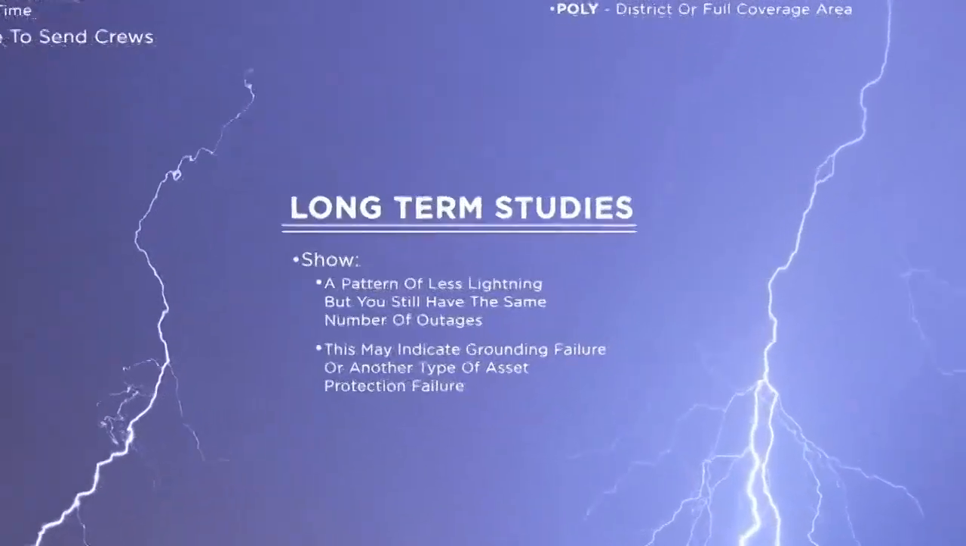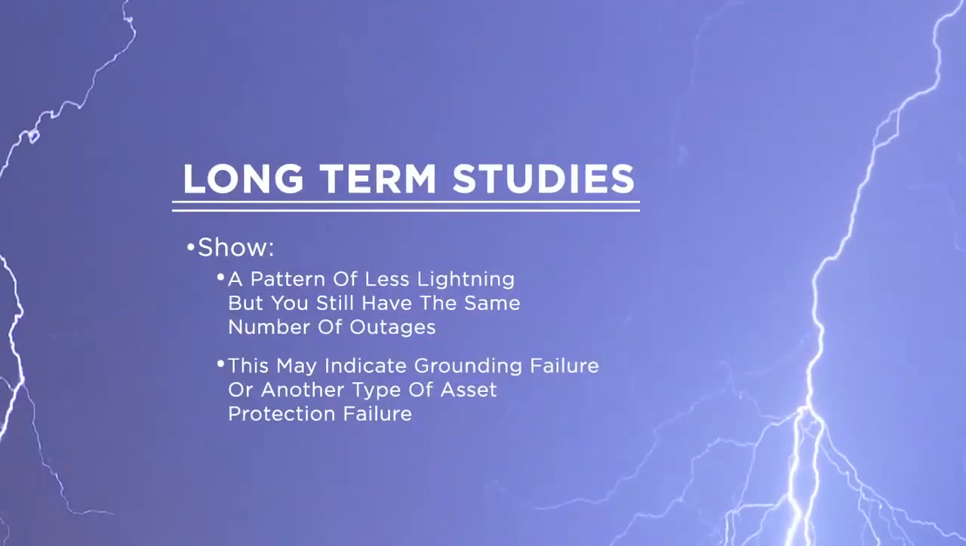You can do long-term studies to see lightning patterns on lines or an entire service territory. For example, those long-term studies may show a pattern of less lightning, but you still have the same number of outages. This may indicate grounding failure or another type of asset protection failure.